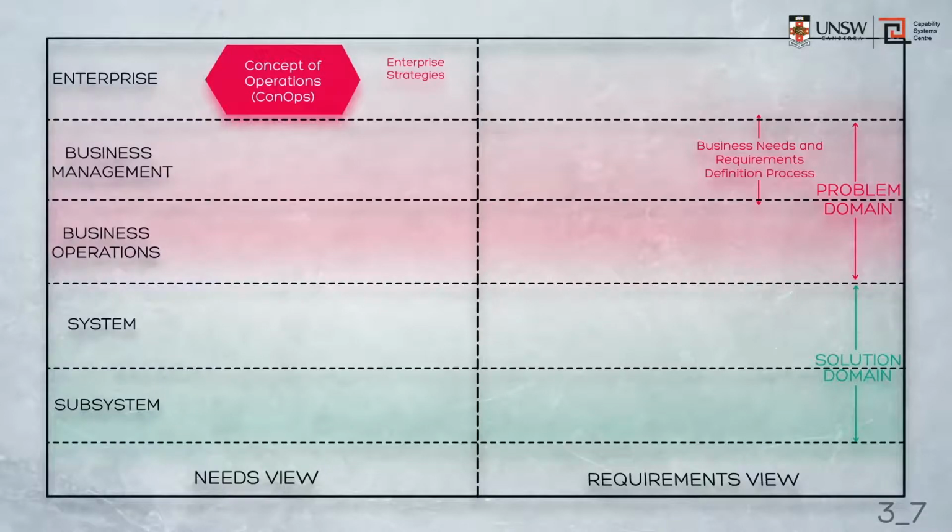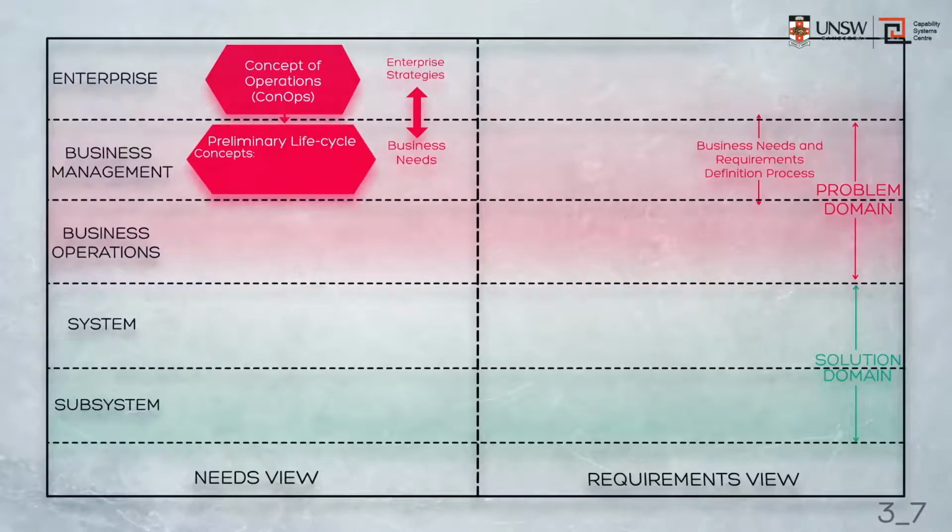Business management then uses this guidance to define business needs. And largely those business needs are captured in a number of documents called the Preliminary Lifecycle Concept Documents, or the PLCD. And they capture early versions of the acquisition concept, the operational concept, called the OpsCon, the deployment concept, the support concept, and the retirement concept.